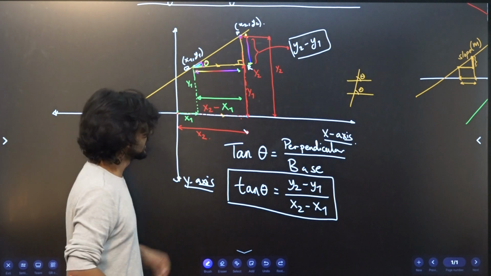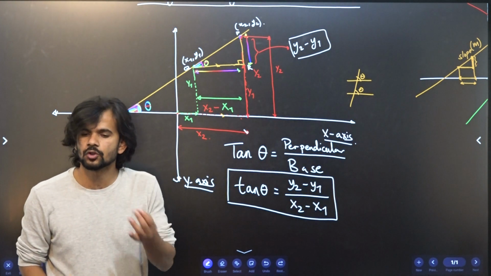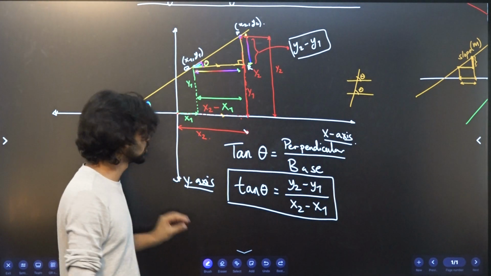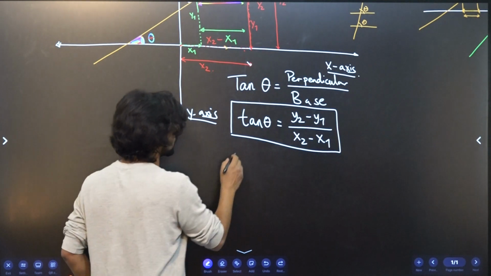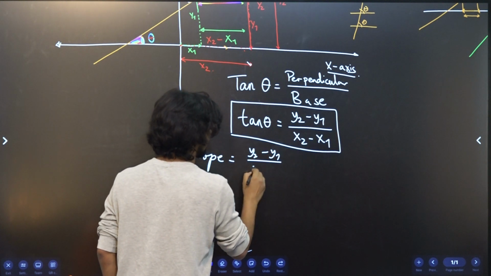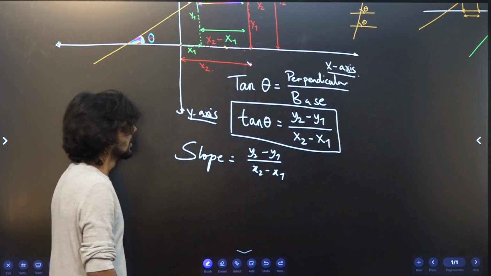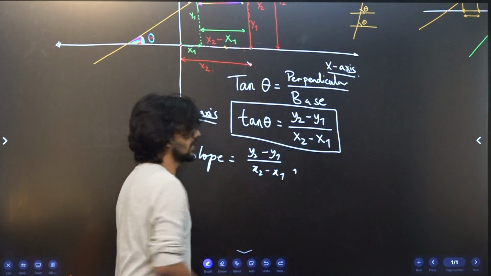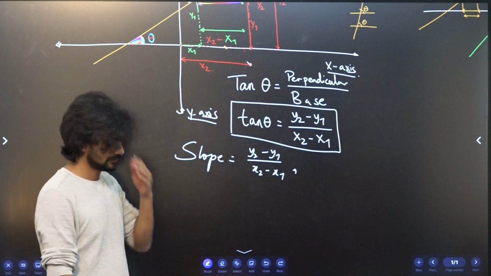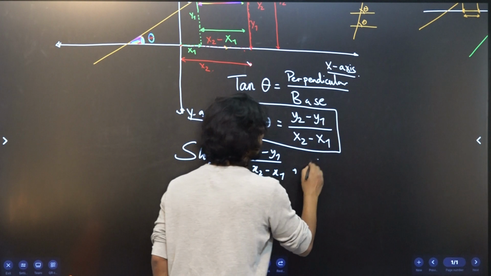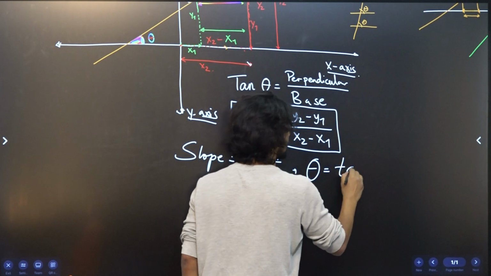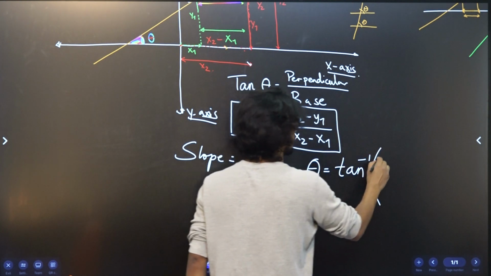Tan theta is also considered to be the slope. We call it slope. So slope is y2 minus y1 divided by x2 minus x1. What about the angle theta in degrees or radians? How do we find it? Theta equals tan inverse. You can take the inverse and use tan inverse of y2 minus y1 over x2 minus x1.